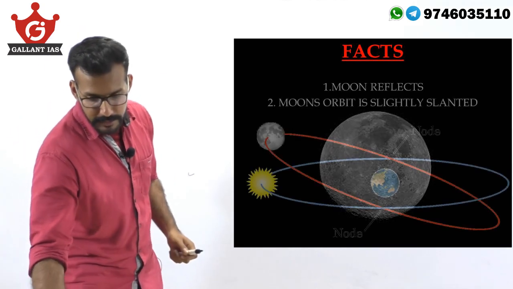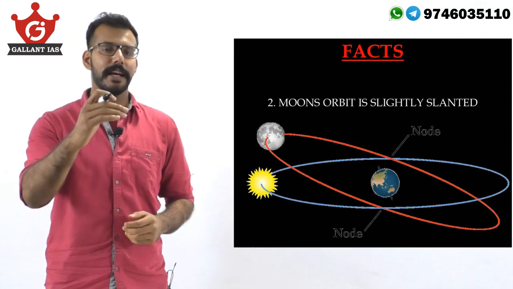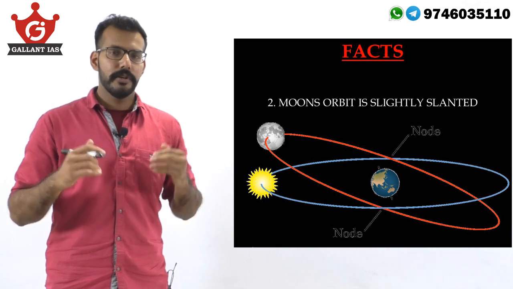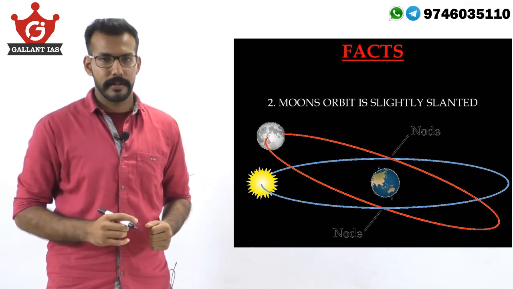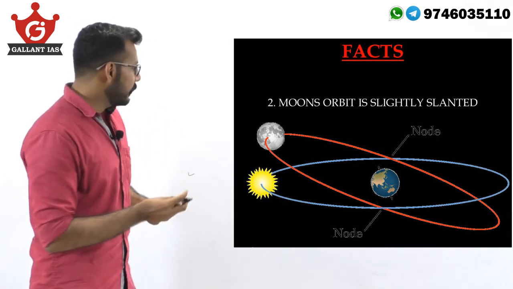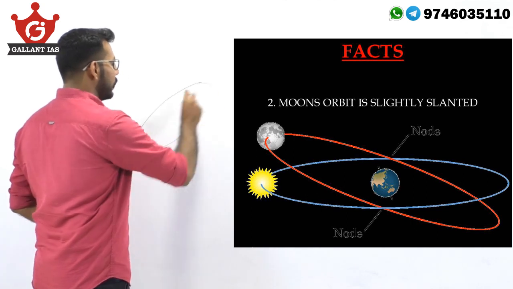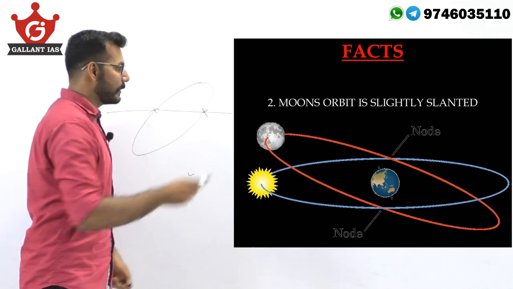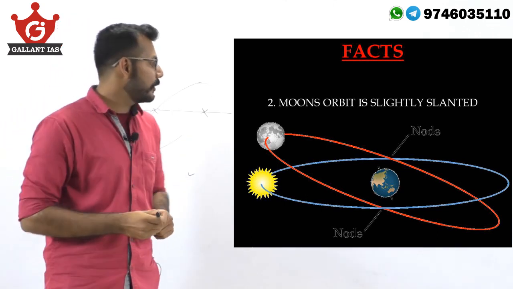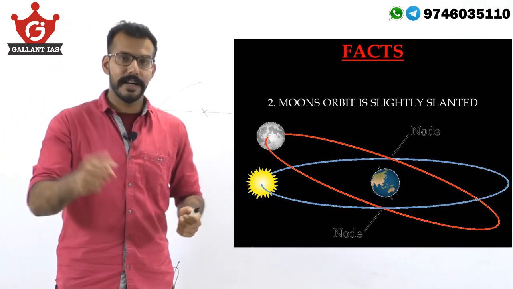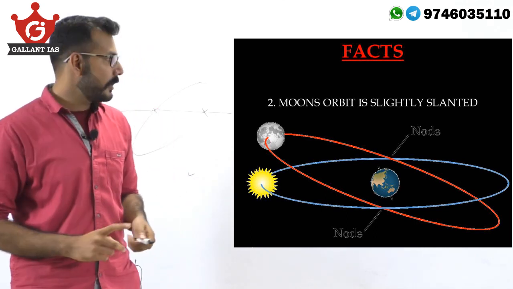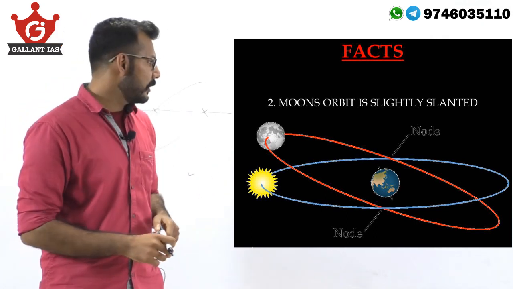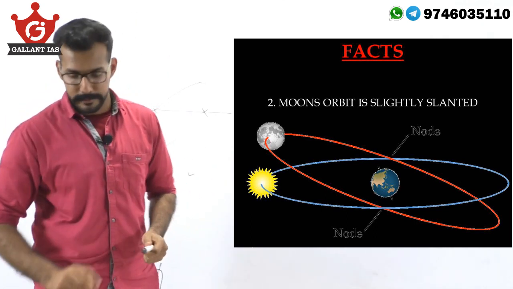And the second important fact is that the moon occupies a slightly slanted orbit as compared to the orbital plane of the earth. And in this orbit, it comes in contact with the orbital plane of the earth only twice. As it is clear from the image, it crosses the orbital plane of the earth only twice in its entire journey, which takes around 29 days or roughly a month to revolve around the earth.